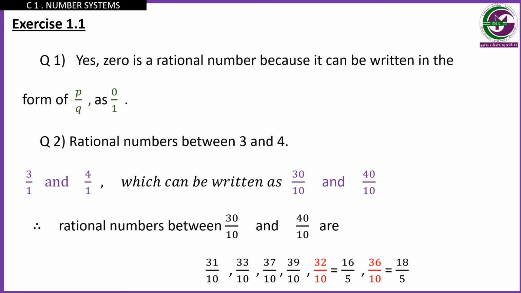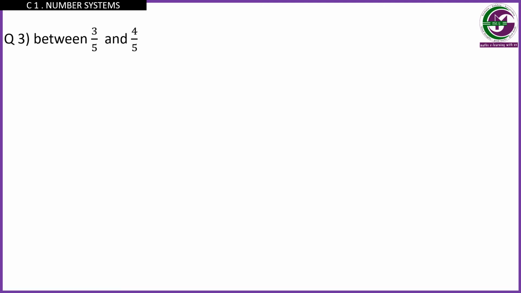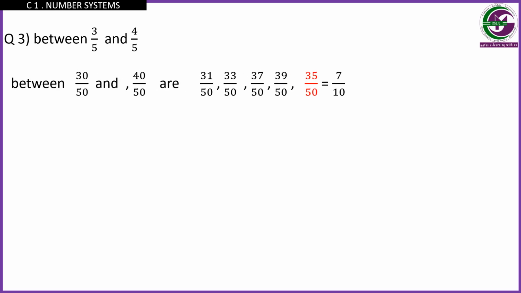A similar question, but another one now: find rational numbers between 3 by 5 and 4 by 5. Pretty easy, right? Especially because the denominators are the same, so you don't have to worry about the LCM or cross multiplication. The only thing is you have to multiply by 10 to make them same up and down. So between 30 by 50 and 40 by 50, you have 9 numbers. You can choose them, provided you simplify if needed.